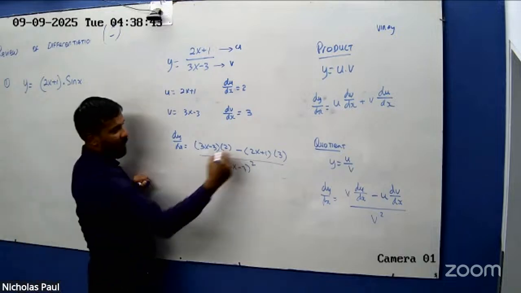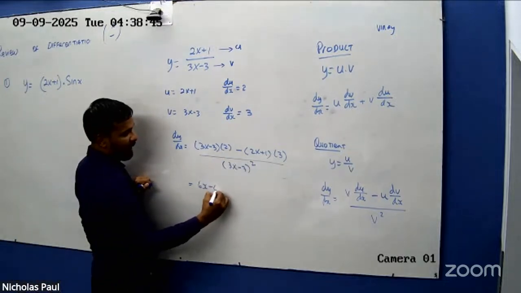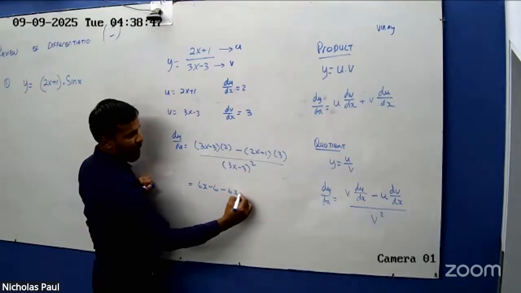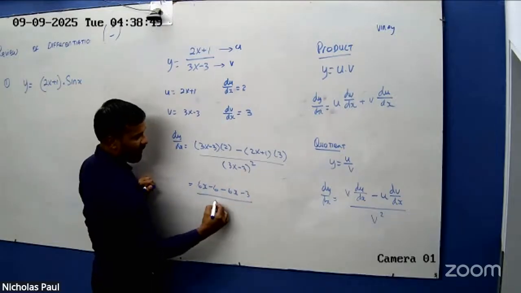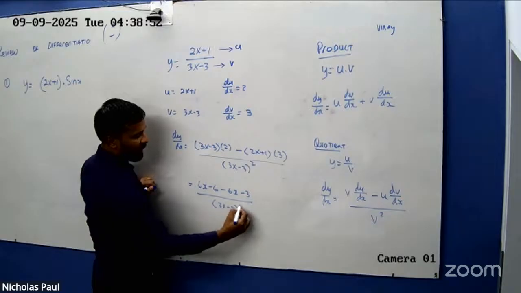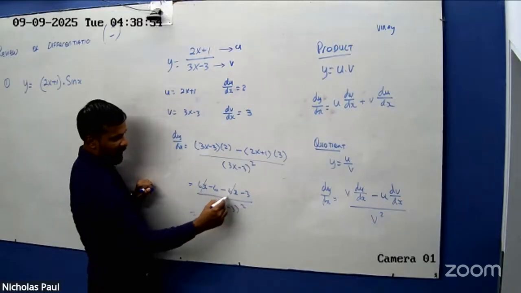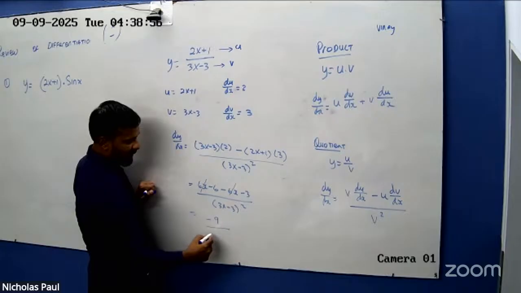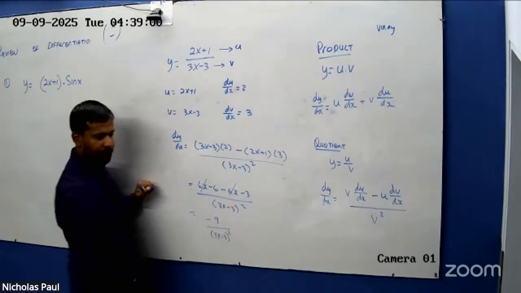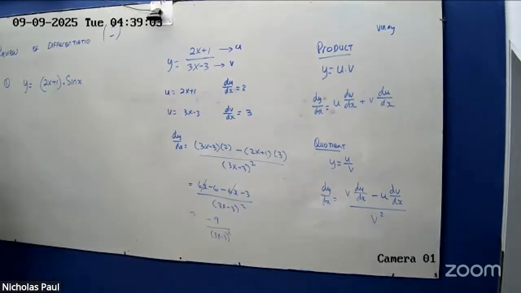And then you multiply the top out, you'll get 6x minus 6 minus 6x minus 3, all over 3x minus 3 squared. This will cancel and you'll get minus 9 over that. Okay? That's the product rule and quotient rule. That's the quotient rule. All right? Take 2 minutes and try this one. Try the product.